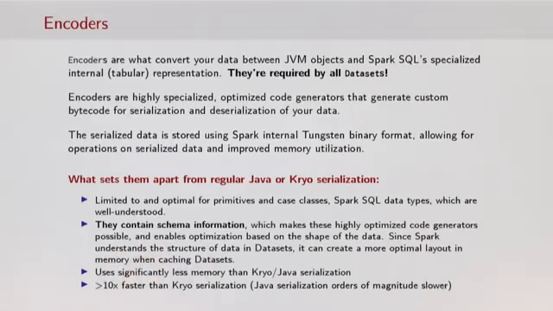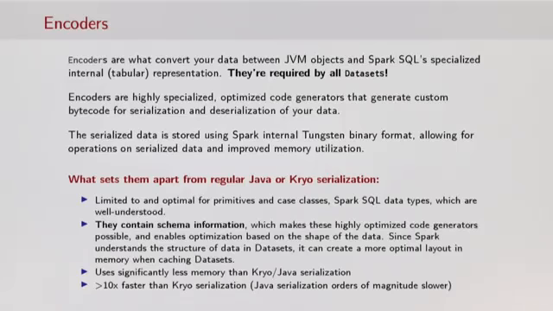But perhaps most importantly, these encoders actually contain the schema information. So they're not just serializers and deserializers, they make all of their decisions based on this schema information. They know in advance the structure of the data that they're serializing and deserializing. This is basically what enables Tungsten to do all of the optimizations that it does. Since Spark already understands the structure of the data stored in its datasets, it can create a more optimal layout in memory when caching these datasets. This is kind of the magic that Tungsten does.